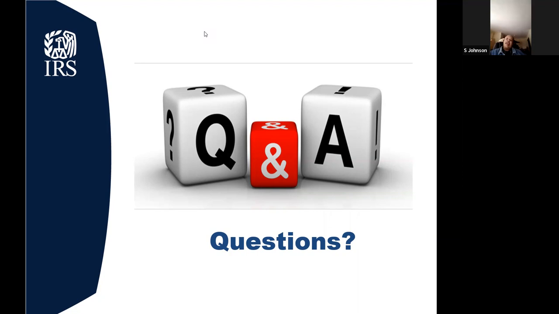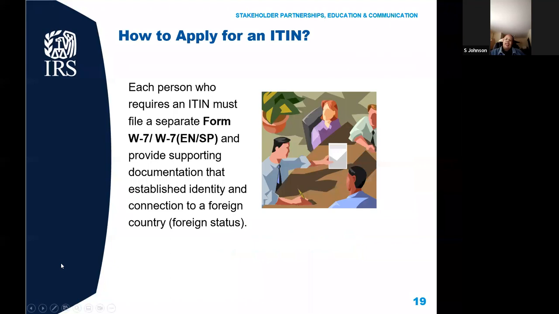Okay, here we are at how to apply for ITIN. Each person who requires an ITIN must file a separate application, which is the W-7, and provide supporting documentation that establishes two things: your identity and your connection to a foreign country. That means we have to prove that you were born outside the United States.